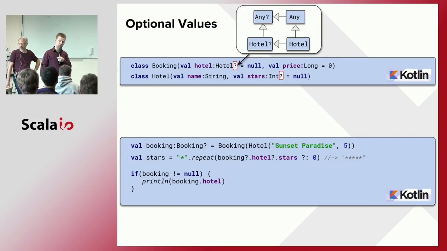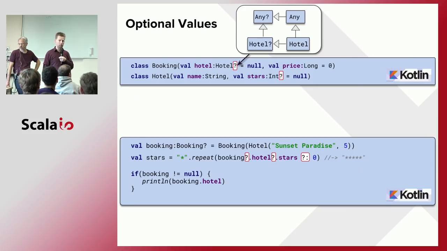Now, if we try to use this, we construct our hotel in a booking, but now we don't see the fact that it's optional. On the construction, it's just there. It's assumed and it's checked by the compiler. If we use it, we now see the special operator, which is the normal dot operator we know with a question mark in front of it. And this allows us to do a safe traversal over nullable hierarchies. You might have known this from other languages. In Kotlin they chose this route because that makes it easier to interop with Java.